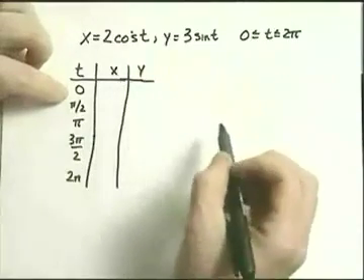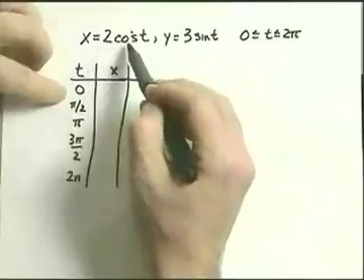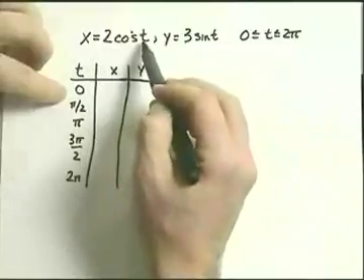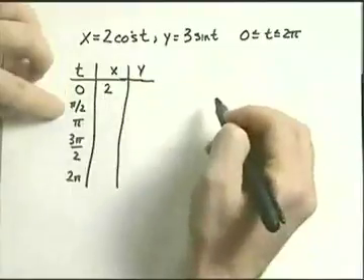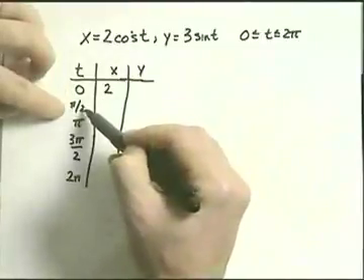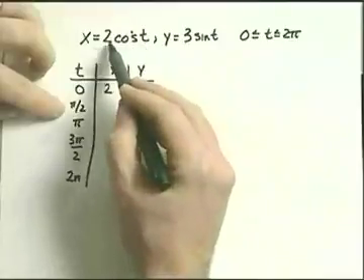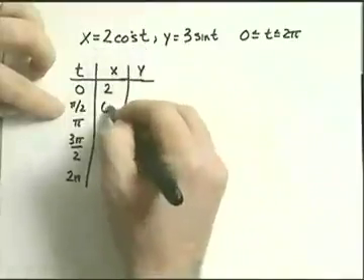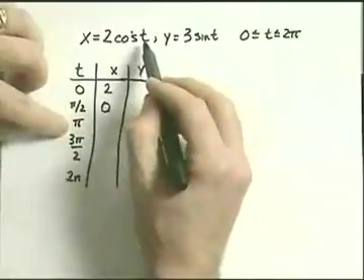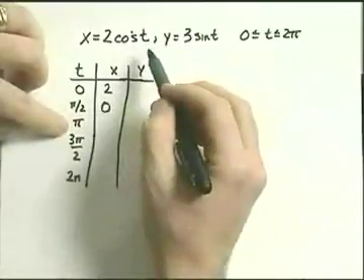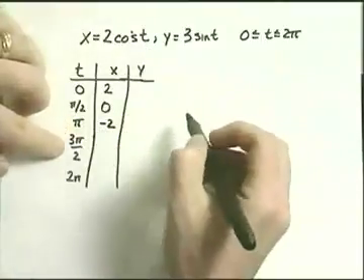For example, when t is equal to 0, I have that x equals 2 times the cosine of 0. The cosine of 0 is 1, so I have 2 times 1, which is 2. When we're at t is pi over 2, I have 2 times the cosine of pi over 2, so that's 2 times 0, which is 0. At t is pi, we have the cosine of pi. The cosine of pi is negative 1. 2 times negative 1 is negative 2.